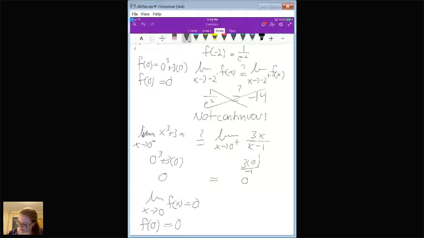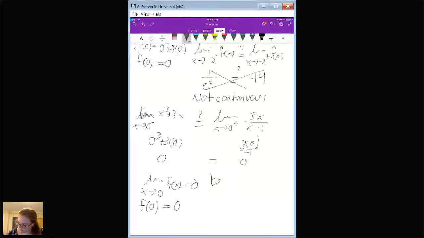So because the limit as x approaches 0 of f of x equals f of 0, it is continuous at that point 0. Continuous at 0. Great.